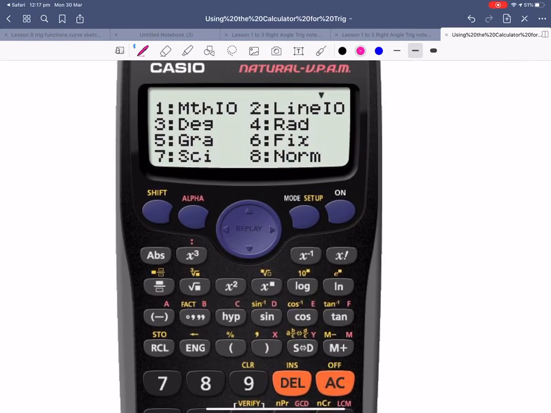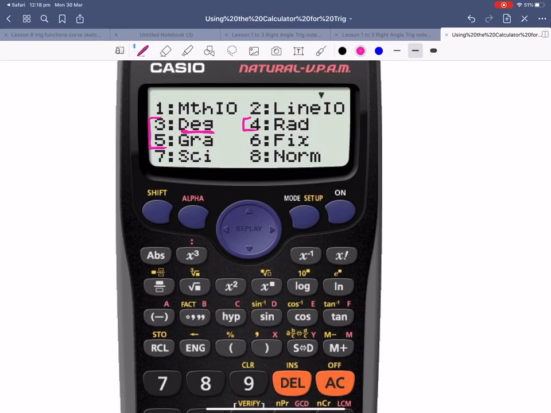So the settings there that affect your trigonometry work are numbers 3, 4 and 5 on my screen, degrees, radians and gradients. And the one we want to always have it set on is 3 for degrees. Okay, so until you get to years 11 and 12, you won't be using radians, and while you're at school, you won't be using the gradients at all. So we definitely want the calculator to be in degrees mode.